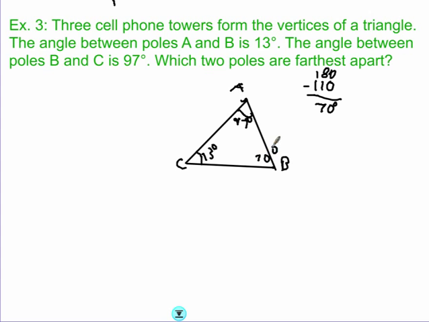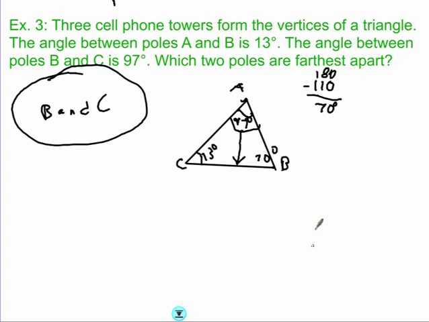All right. So it's asking me which two poles are furthest apart. Well, look at my biggest angle, 97 degrees. What side length is opposite of that? Side CB. So poles B and C. And there we go. There's our answer. We just used the information we knew about our angles to find our largest side length. And that's all there really is to comparing and ordering the sides and angles of a triangle. Simply use what you know to find what you do not know.